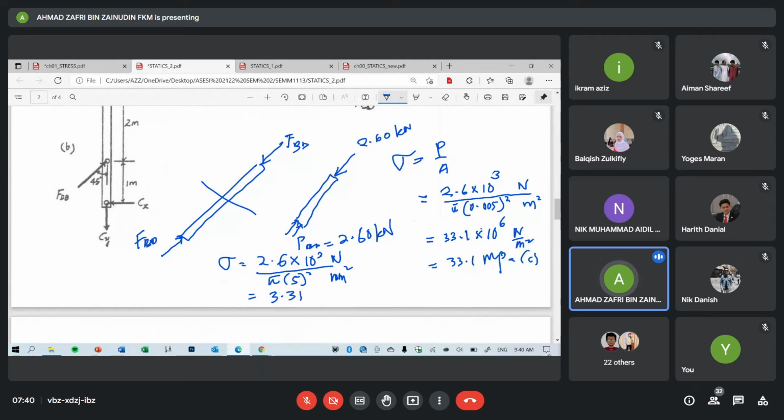It seems not quite right. It's not the same as the answer just now. Newton per millimeter square. I thought it was 10 square, but it's 10 cube. If it is 10 cube, then 33.1. Okay, that's right.